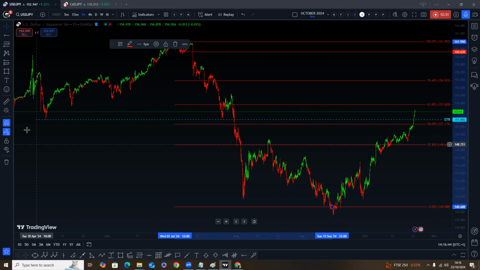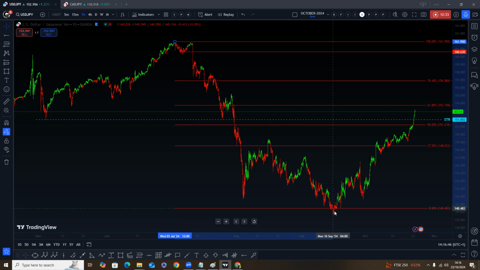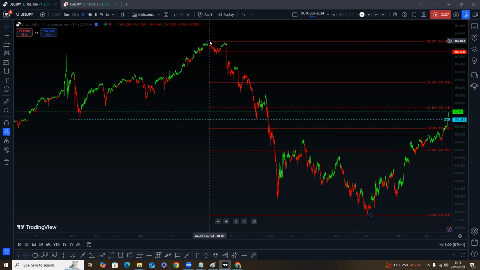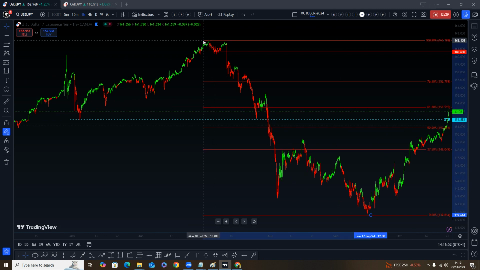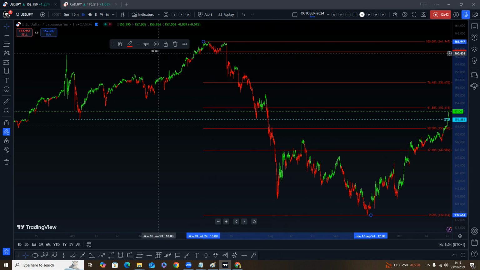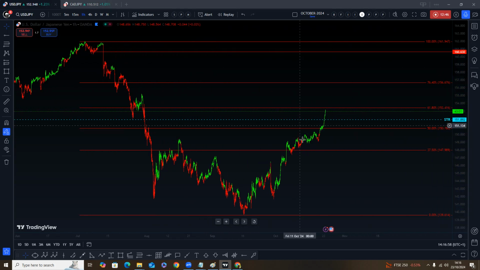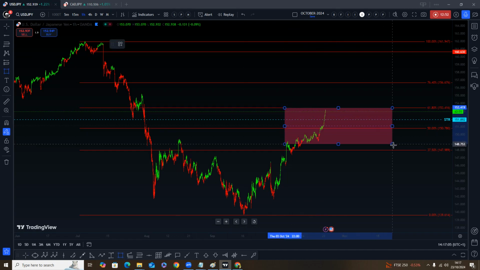Oh, come on. So I'm just going to drag it and eyeball it. The magnet is not playing ball today, so I think that's the best we can get. And look at where we are trading. We're trading inside the sell zone of the Fibonacci.